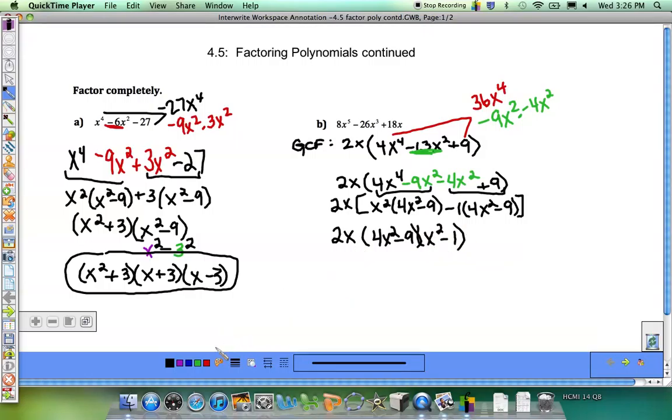On that one, the 4x squared minus 9, that's a difference of two squares. I got 2x squared minus 3 squared. And the x squared minus 1 is a difference of squares. I have x squared minus 1 squared. So I'm going to keep that 2x. I'm going to go 2x plus 3, 2x minus 3 for that second one. And then the third one would be x plus 1, x minus 1.